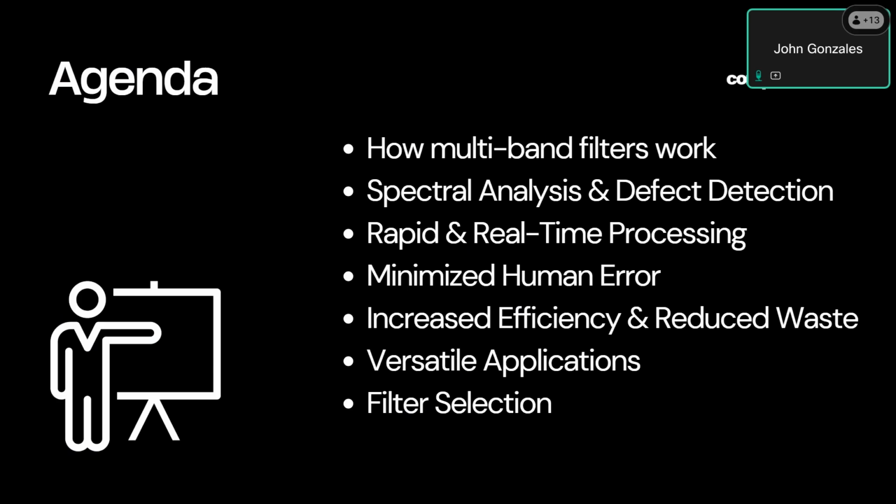Increased efficiency and reduced waste. The technology enables precise sorting, enabling only high quality products to reach the consumers, optimizing product use and minimizing waste. Versatile applications. These are suitable for various food and beverage products and integrate with other technologies to enhance sorting accuracy and efficiency. Filter selection. Choosing the right filter for your sensor and application is essential to your success.